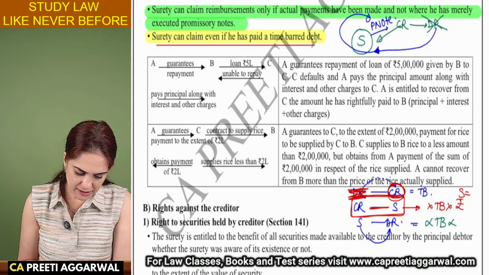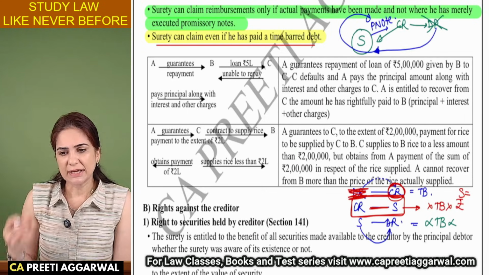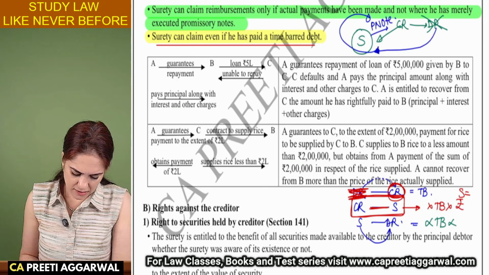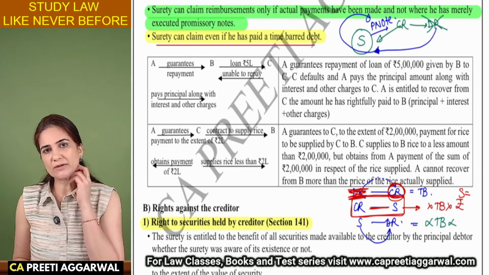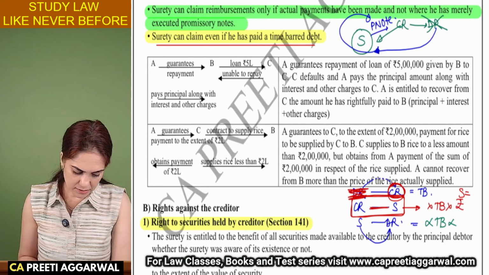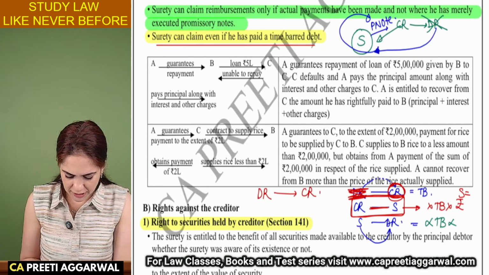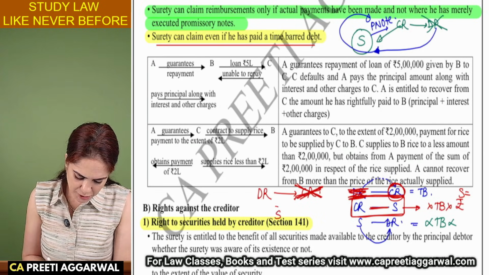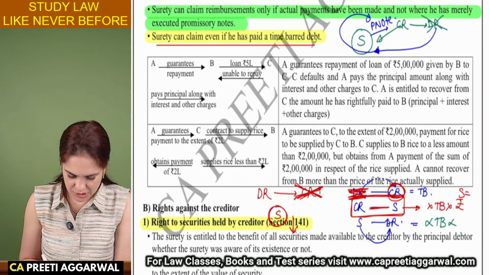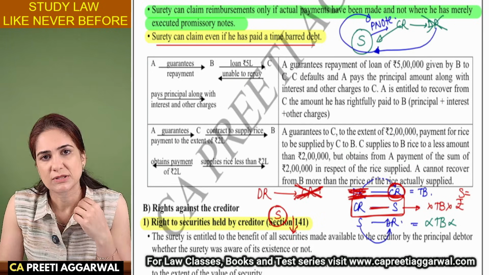Similarly, the surety now has rights against the creditor also. Like he had rights against the debtor, he has similar rights against the creditor. He has a right to the securities. Like I explained earlier, the debtor gave security to the creditor. If the creditor loses those securities, then the surety's liability will be reduced by the extent of the value of security.